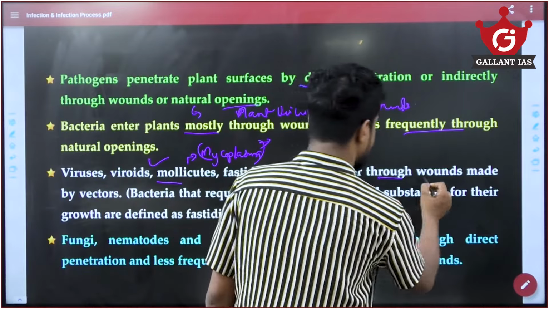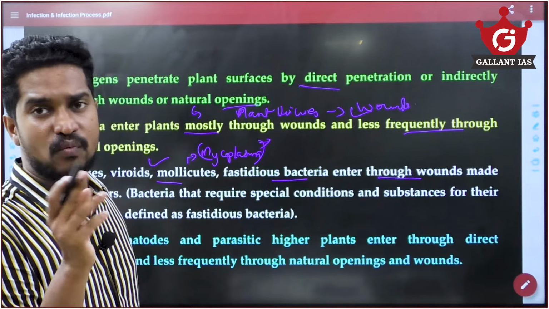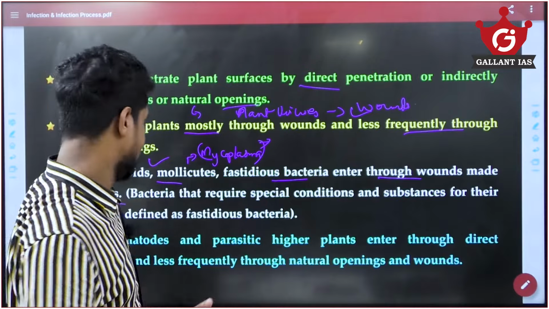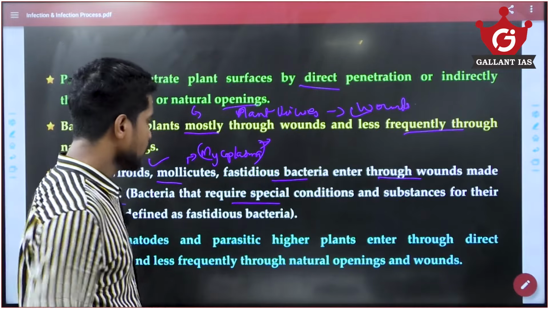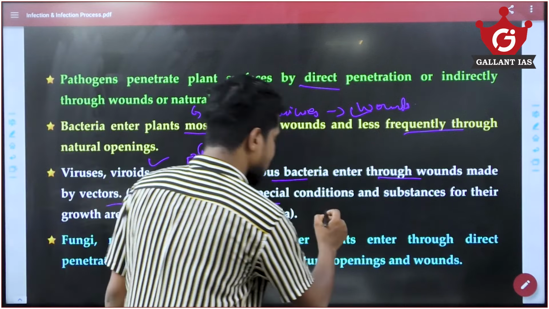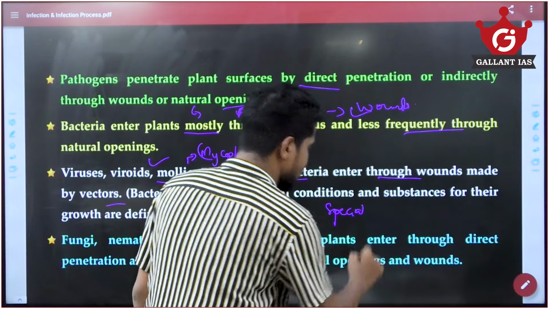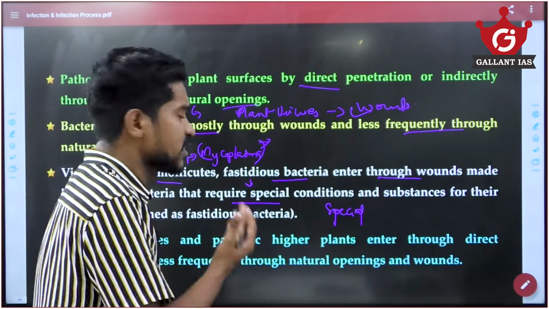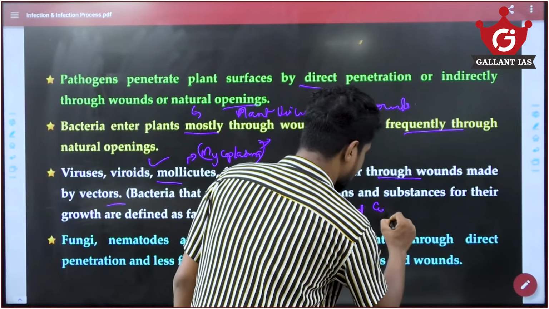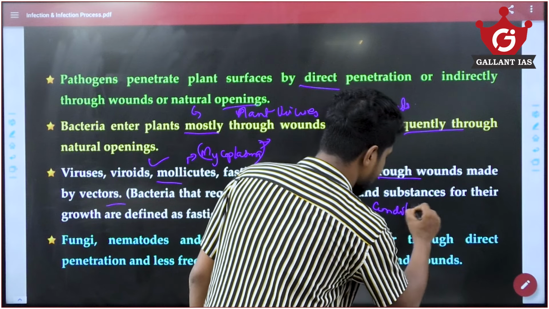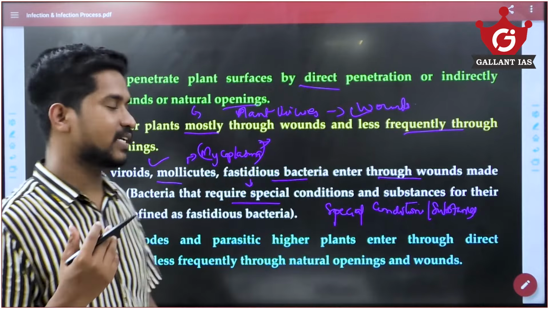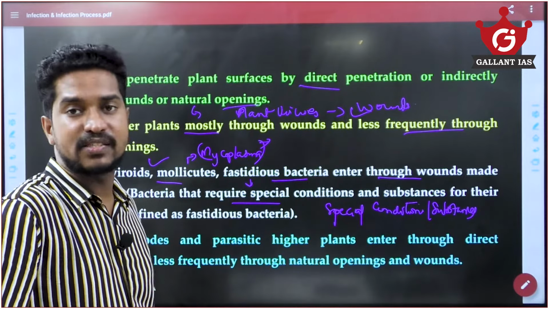Fastidious bacteria, viruses, virions, and mycoplasma enter through wounds made by vectors. What do you mean by fastidious bacteria? Fastidious bacteria means they require special conditions and substances for their growth.